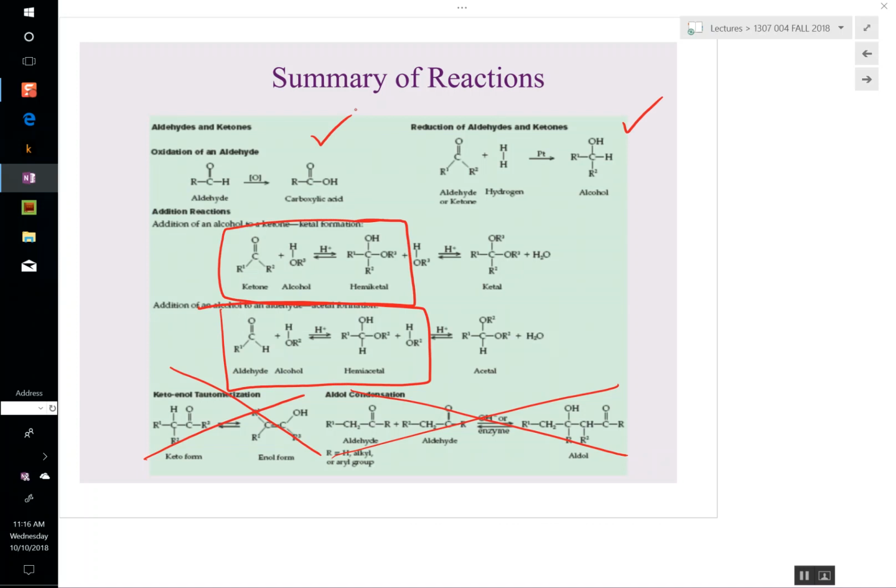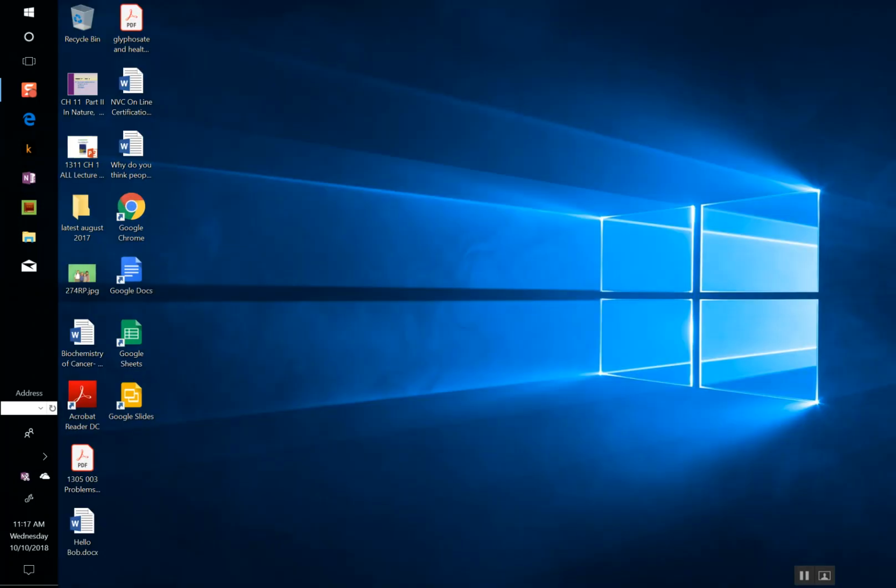Keep in mind that hydrogenation is reduction. So hydrogenation and reduction are pretty much synonymous, because what is reduction? It's either the loss of oxygen or the addition of hydrogen, and hydrogenation is adding hydrogen to a molecule. So by definition, hydrogenation is reducing the molecule.